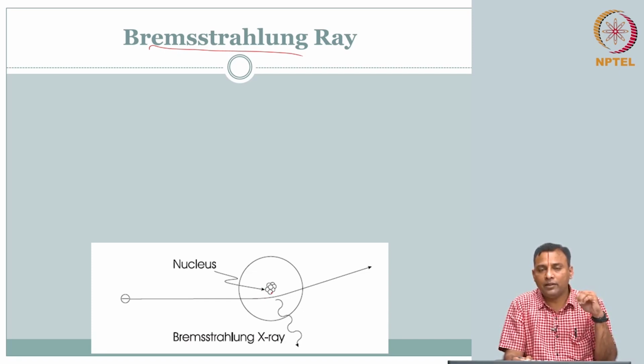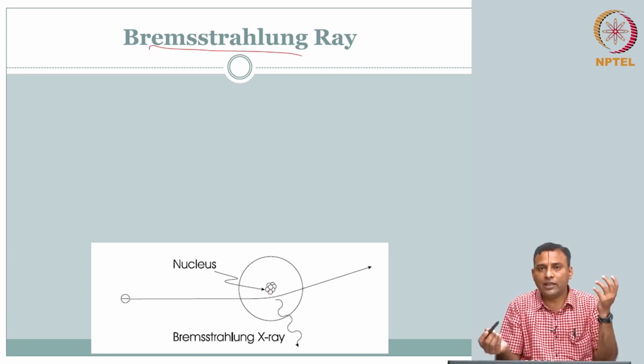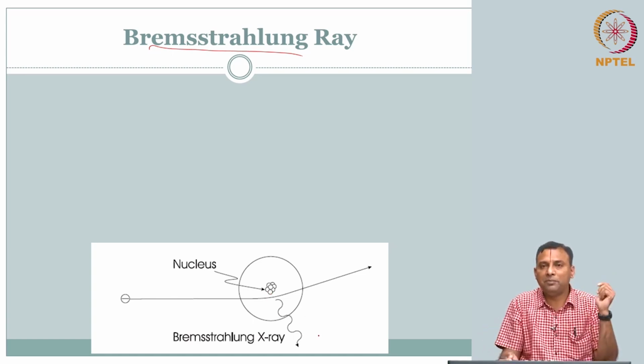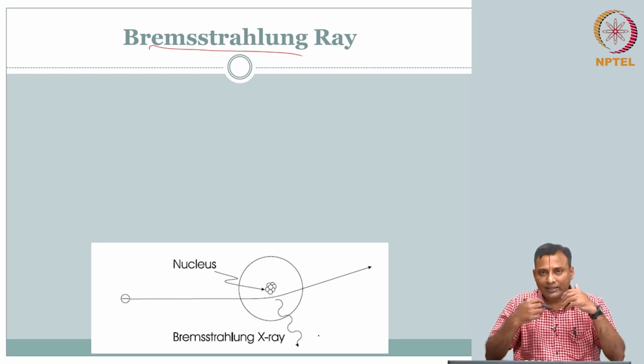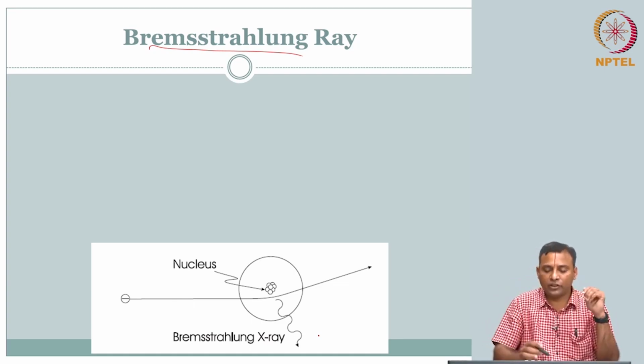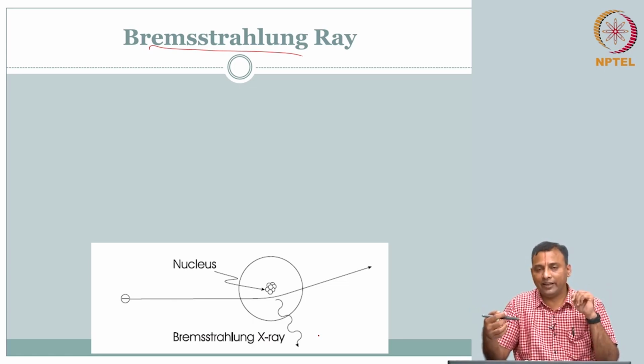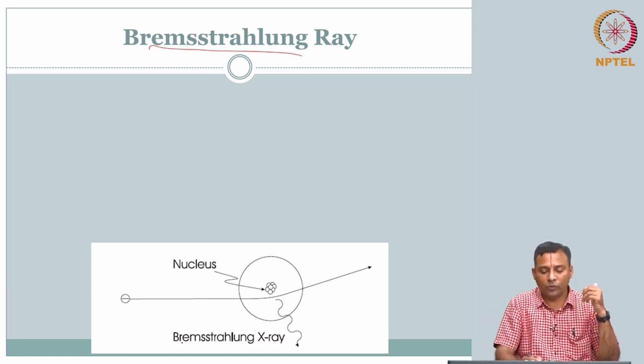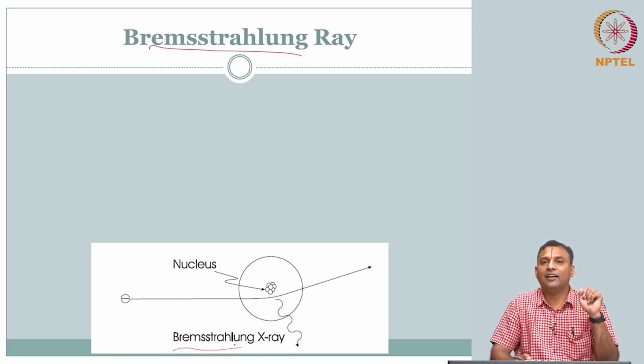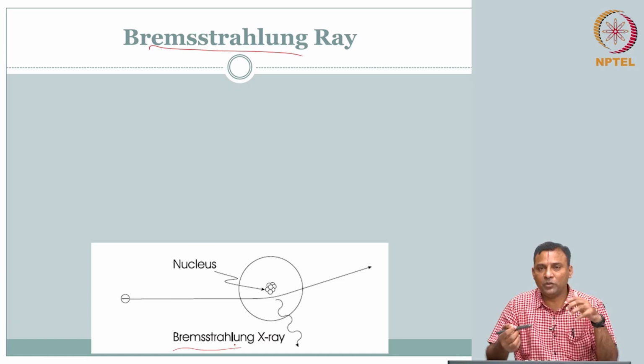So what is going to happen? It is going to reduce in energy. So what is happening to that energy? That energy is going to be sent out. So that energy that it is sending out because of this braking, if it comes out in the X-ray energy range, that is your Bremsstrahlung X-ray. Why is this Bremsstrahlung? That is just a German word that means braking. So this is braking radiation in English.